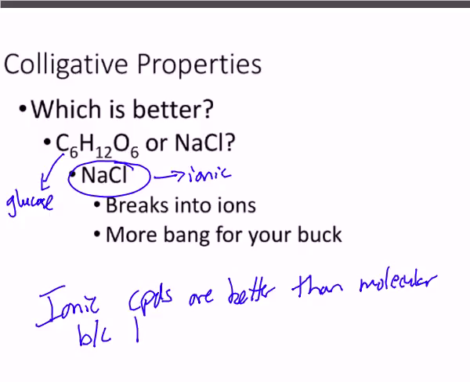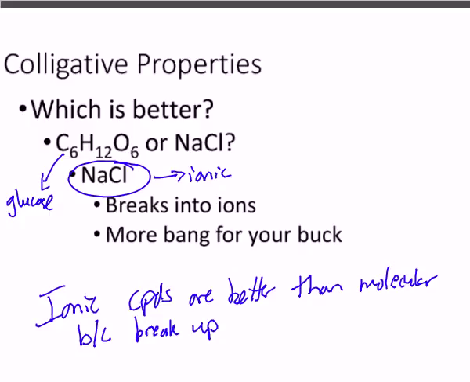Because why? Yeah, they break up, guys. They do have charges. That affects the electrolyte properties. But we're just talking about the colligative properties and more particles in solution because they break up. They break up into ions, which makes them electrolytes. Molecules, folks, are going to stay together.